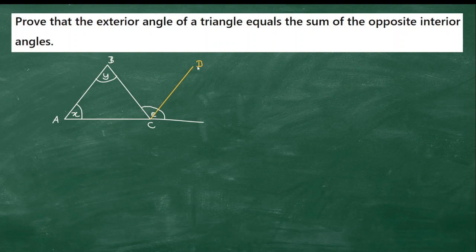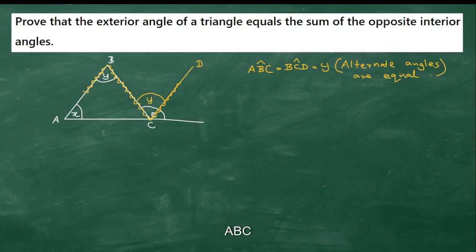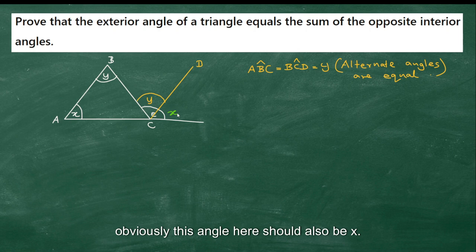Now you can clearly see the angle here is Y, and this angle here must be Y. The reason is that this is a letter Z, so they are alternate angles. So alternate angles are equal. So you can write it like this. Angle ABC is equal to angle BCD. They are both equal to Y. Alternate angles are equal.